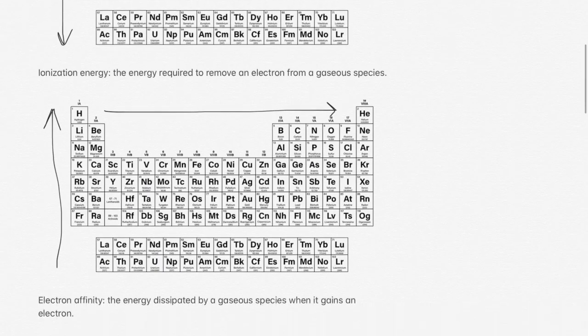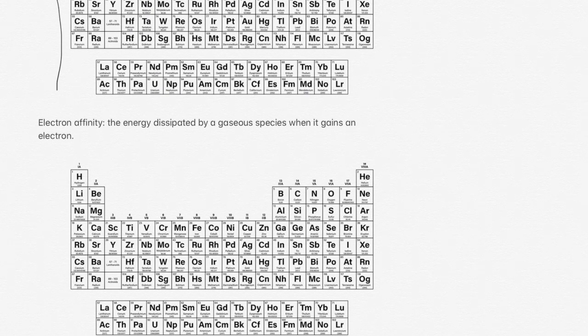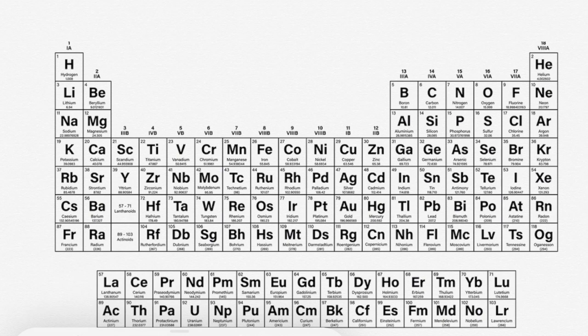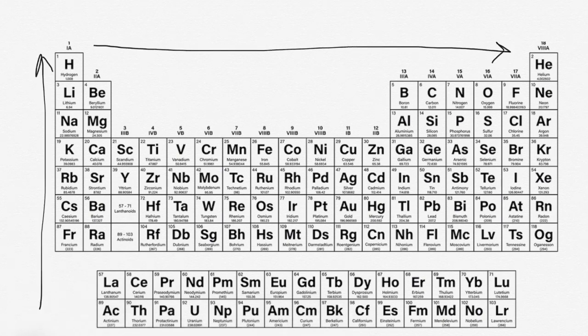This is also seen in electron affinity, which is the energy emitted by a gaseous species when it gains an electron. So in the trend of electron affinity, we see that it increases from left to right and decreases from top to bottom of a column.